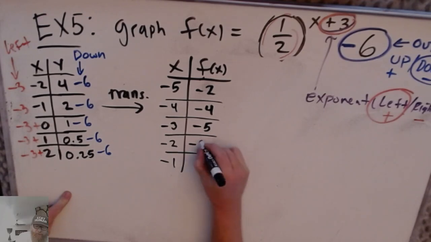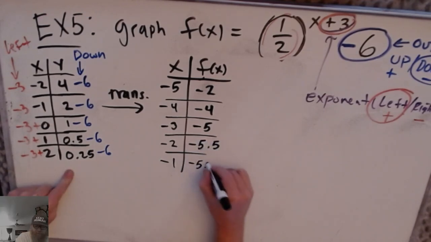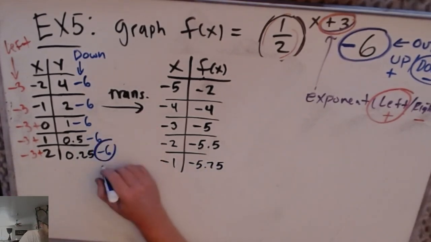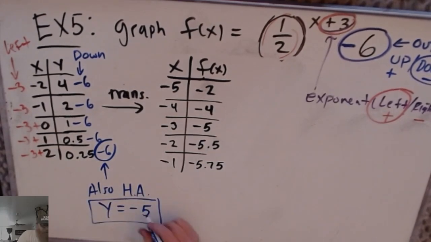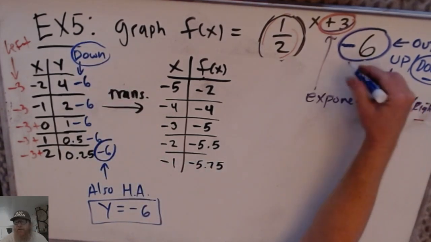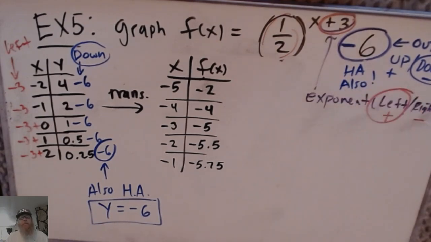-5.5 and -5.75. Oh, and then remember, the vertical shift is also the horizontal asymptote. So the horizontal asymptote should be -6. Whatever your vertical shift is over here is also the HA. That's a buy one, get one free.